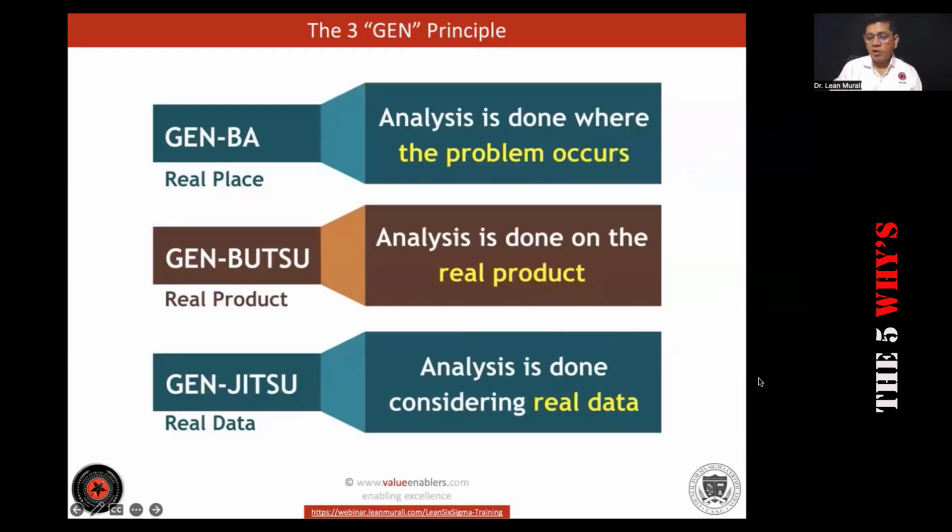So if 3 Gen is clear on a scale of 1 to 10, please give me a 9 or 10 if 3 Gen is super, super clear.